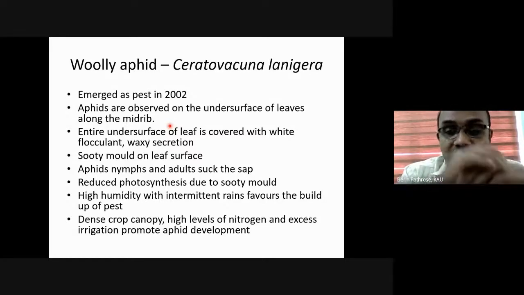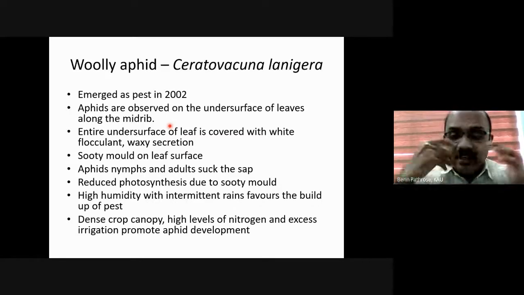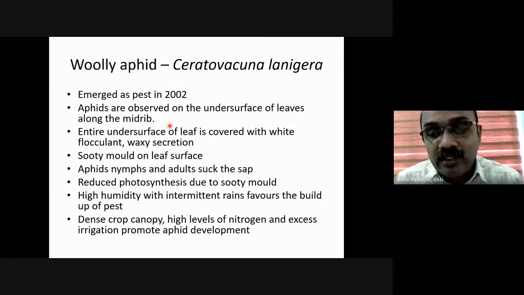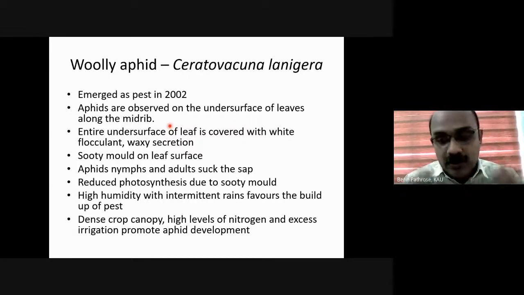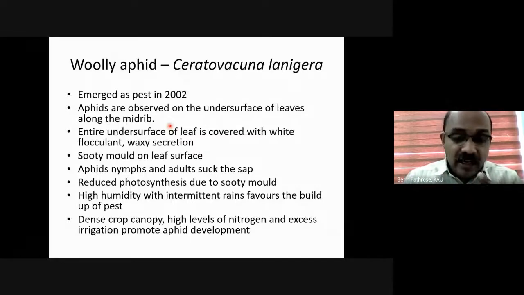High humidity with intermittent rain favors the buildup of this pest. I told you initially that certain cultural practices favor the buildup of this pest. Earlier it was not a pest. A few cultural practices, excess irrigation, high levels of nitrogen, and closer planting, dense crop canopy, favor the buildup of woolly aphid. Excess nitrogen, excess irrigation, and closer planting.